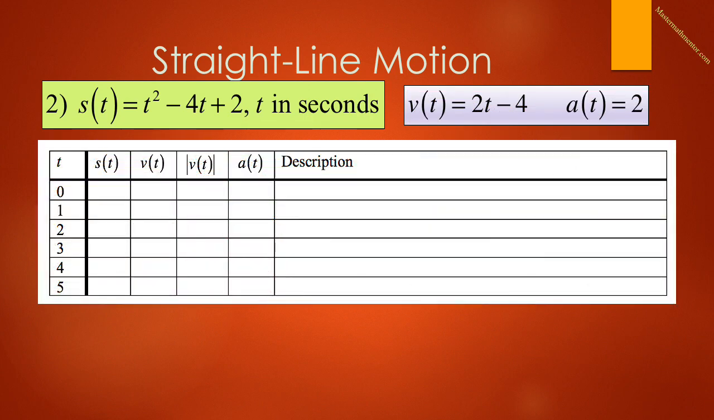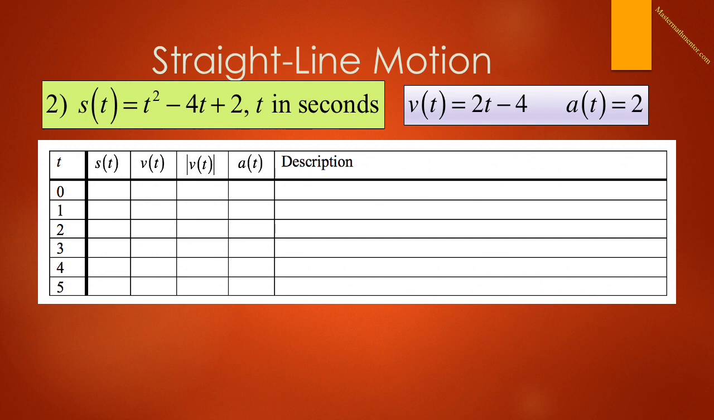We know that the velocity v of t is the derivative of the position function, so v of t equals 2t minus 4, and we also know that the acceleration, a of t, is the derivative of the velocity function, making it 2.